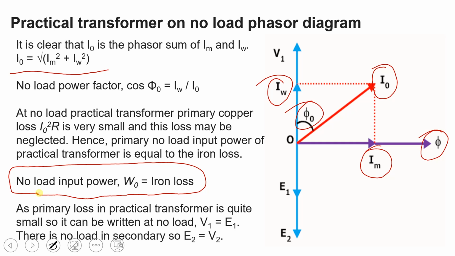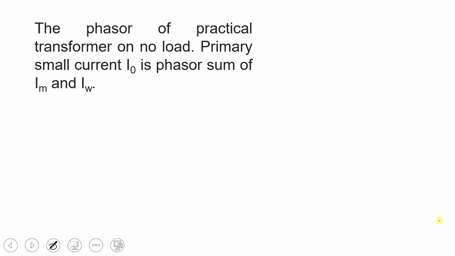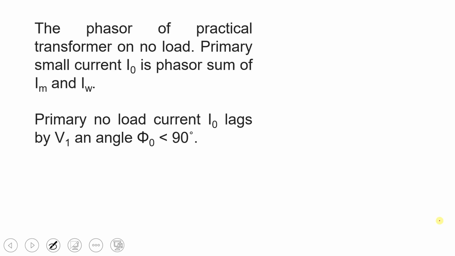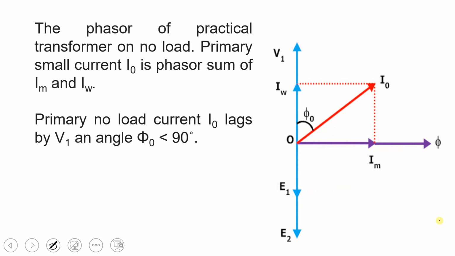As the primary loss in the practical transformer is quite small, it can be written that V1 is equal to E1, and there is no load in the secondary. When there is no load in the secondary, E2 is equal to V2. So this is the condition. The phasor diagram of the practical transformer on no load: the primary small current I0 is the phasor sum of Im and Iw, as shown in the previous diagram also.